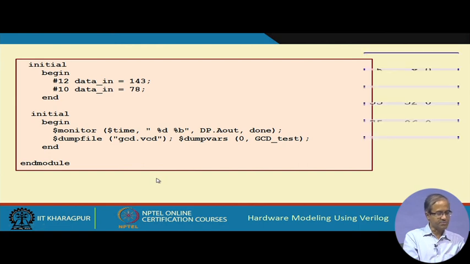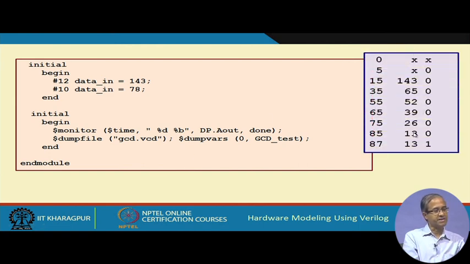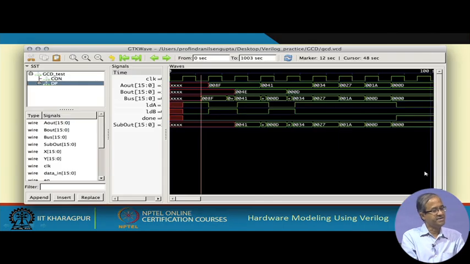So, if you just simulate this, the result comes like this. The three things that are printed are time, the value of A, output of A, and done. So, A changes and finally, it stops at 13, which is the final result, when done also becomes 1, right. And just a simulation snapshot also is shown here.